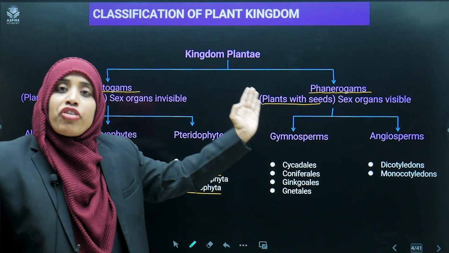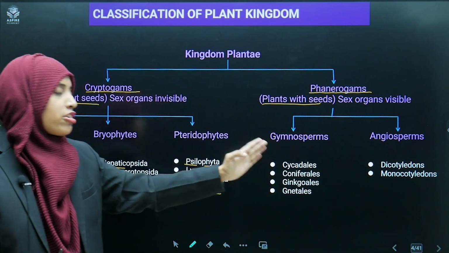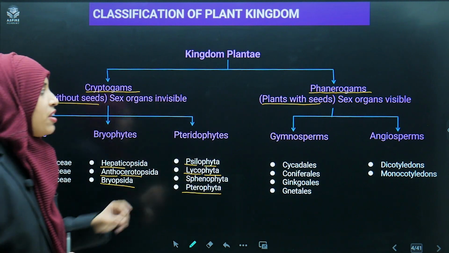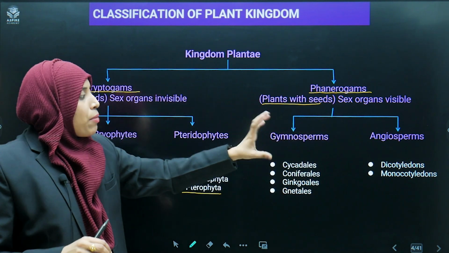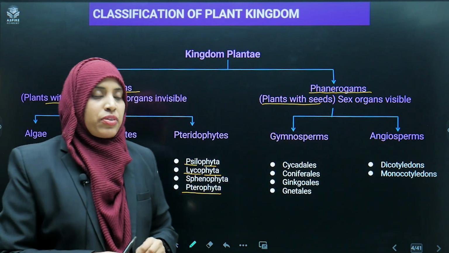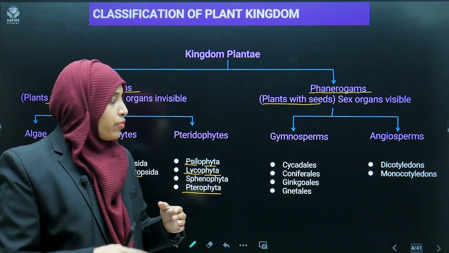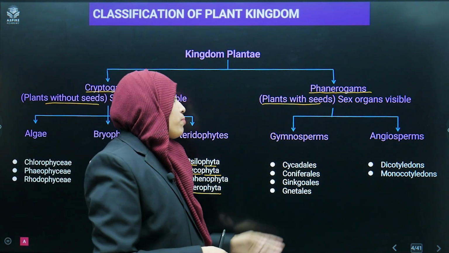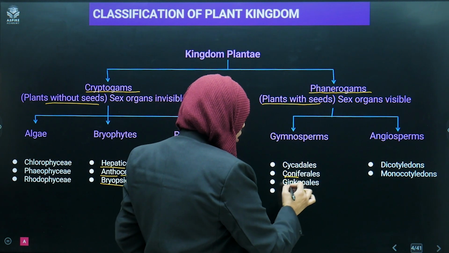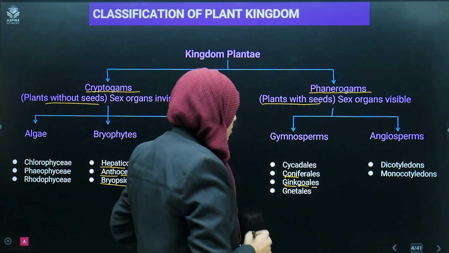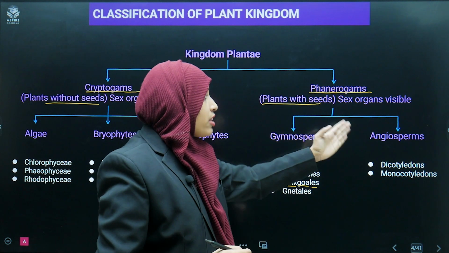Again, now we'll come to phanerogams. You can divide them into two parts, gymnosperms and angiosperms. Gymnosperms have naked seeds, and angiosperms are plants in which the seeds are not naked, that means the seeds are hidden. Gymnosperms you can see as cycadales, coniferales, ginkgoales, gnetales. Now we come to angiosperms.